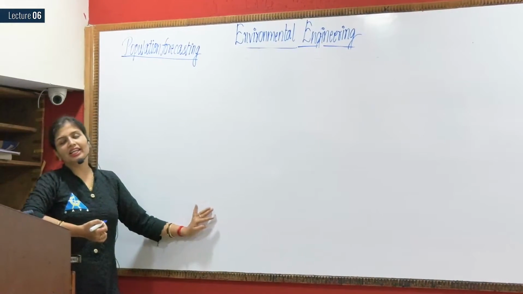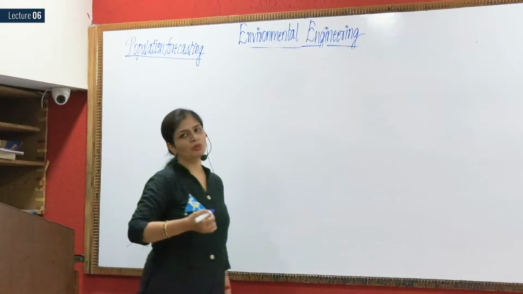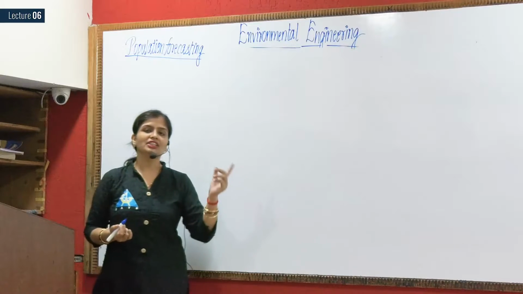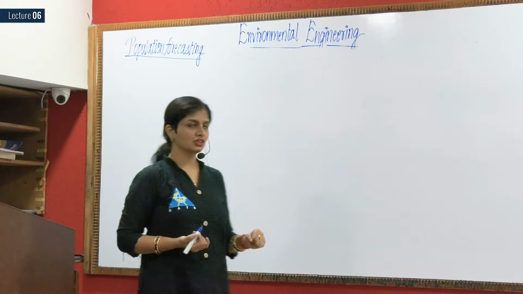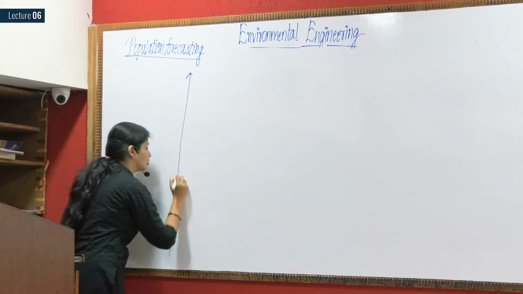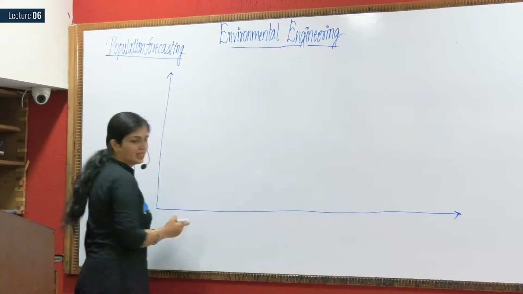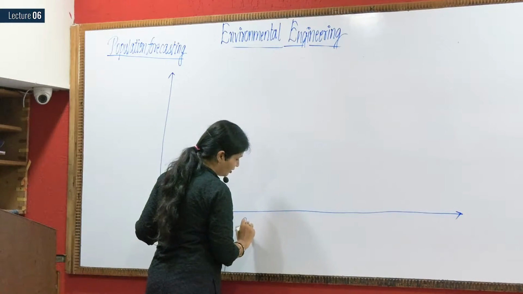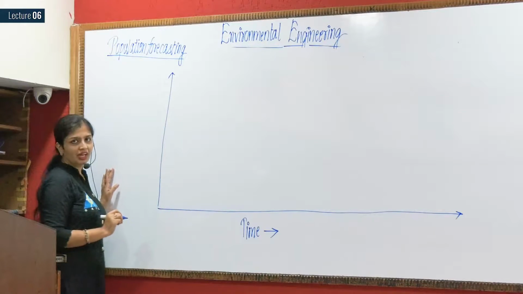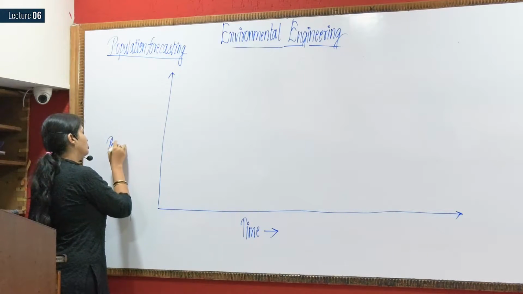But before dealing with those methods, what you have to understand is the variation of population with time. How the population varies with respect to time, that is very much important for you to understand first, right? So I'm drawing a curve. Well, this is abscissa, or you can say x-axis. You have time here. Then you have population on the y-axis, or call it the ordinate.